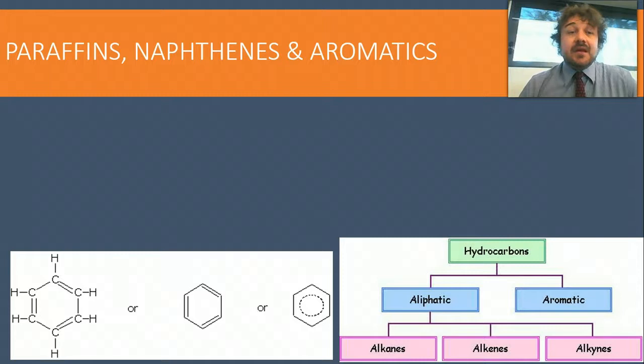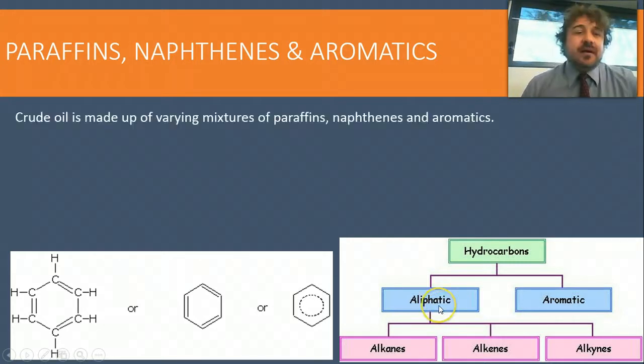All right. So, a few more definitions. Paraffins, naphthenes, and aromatics. Okay. So if we look over here at our little table, we can see that all carbon compounds can be broken down or categorized into aromatic or aliphatic. And these aliphatics can be broken into alkanes, alkenes, and alkynes. All right. So, crude oil is made up of a mixture of these paraffins, naphthenes, and aromatics.